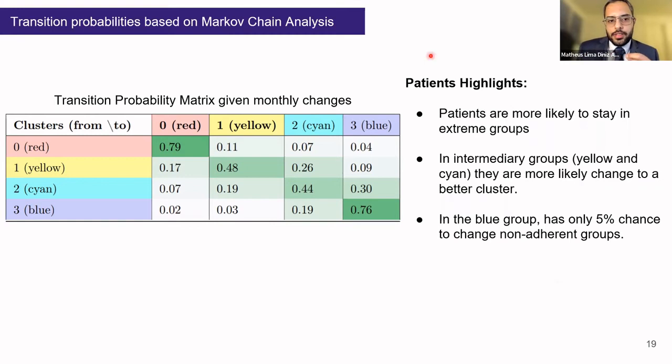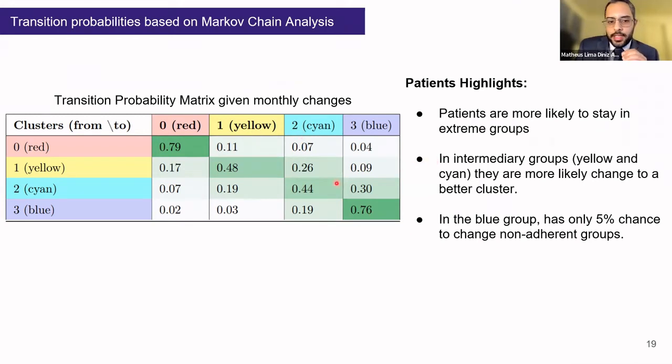And what we used was Markov chain analysis to compute the transition probability for that. If a patient is in one cluster, what is the probability for this patient to change to another cluster? And we found some very interesting things. The first thing that we can see is that when you look at the diagonal of this matrix, you will find the highest numbers, which means that if a patient is in one specific cluster, it's likely that they will stay there.